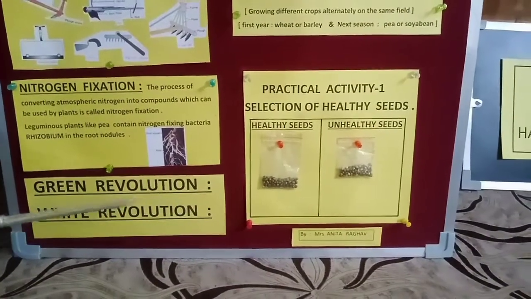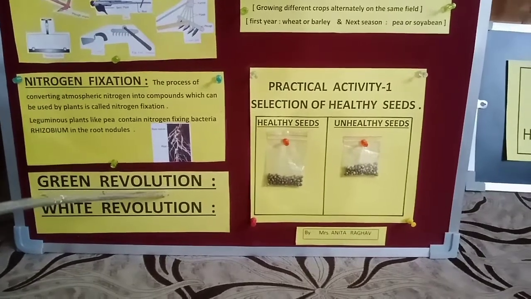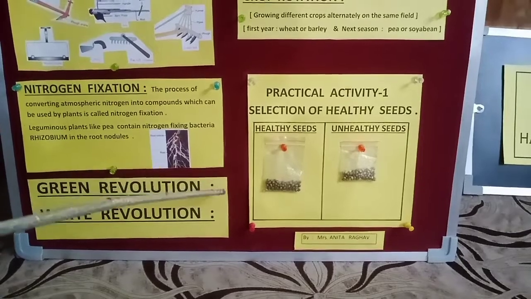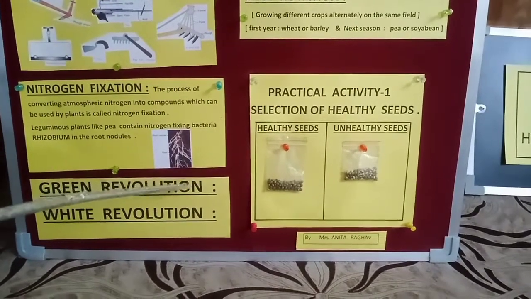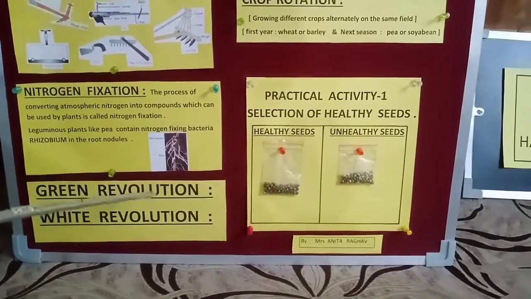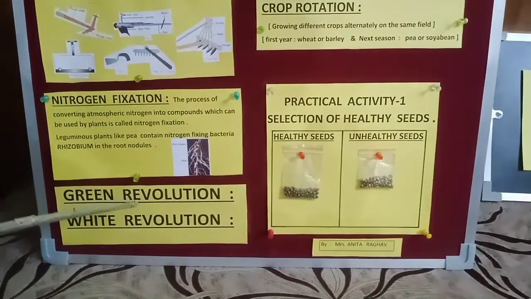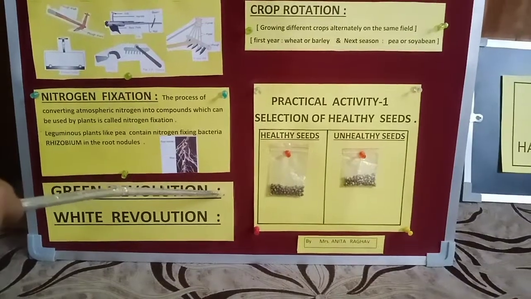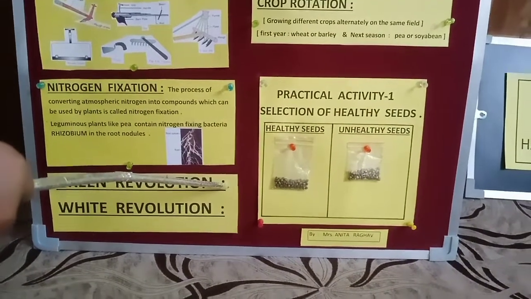The next is the Green Revolution. It refers to the dramatic increase in the agricultural productivity due to the use of improved variety of seeds. The father of Green Revolution is Norman Borlaug, and Dr. M.S. Swaminathan is called the father of Indian Green Revolution.